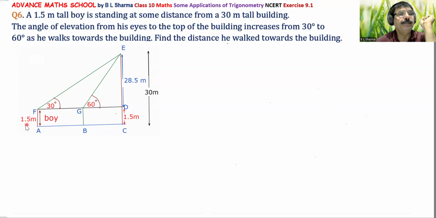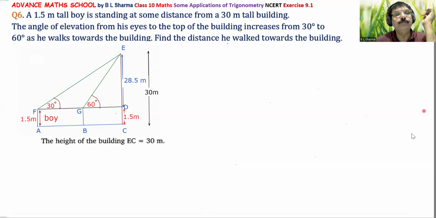AF एक 1.5 मीटर टॉल बॉय है. CE एक 30 मीटर टॉल बिल्डिंग है और यहां से यहां इतना डिस्टेंस पे ये बॉय इस बिल्डिंग से खड़ा है. यहाँ पे एफ पे बॉय की आईज हैं, जो एंगल ऑफ एलिवेशन टॉप ऑफ बिल्डिंग का है वो 30 डिग्री है. यहां से यहां तक बॉय जाता है टुवर्ड्स द बिल्डिंग, मींस एफ जी, और यहां से जो एंगल ऑफ एलिवेशन है वो है 60 डिग्री. बताइए इस बॉय ने बिल्डिंग की तरफ कितना डिस्टेंस कवर किया, दैट इज एफ जी. मींस इन दिस फिगर वी हैव टू कैलकुलेट एफ जी.